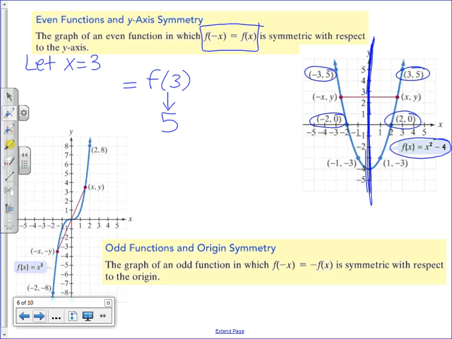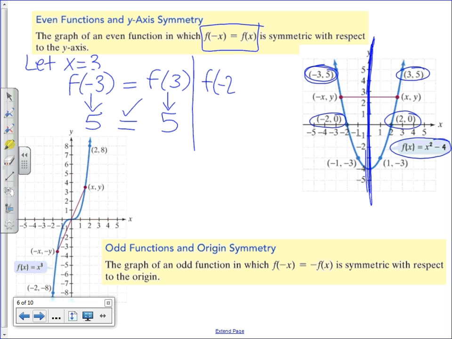Okay, and then Leslie, I want you to tell me, what is f of negative 3? Oh, 5. So remember, we look at the y value, so it is 5. So is f of negative 3 the same as f of 3? Yes. Okay. Now let's do one more.